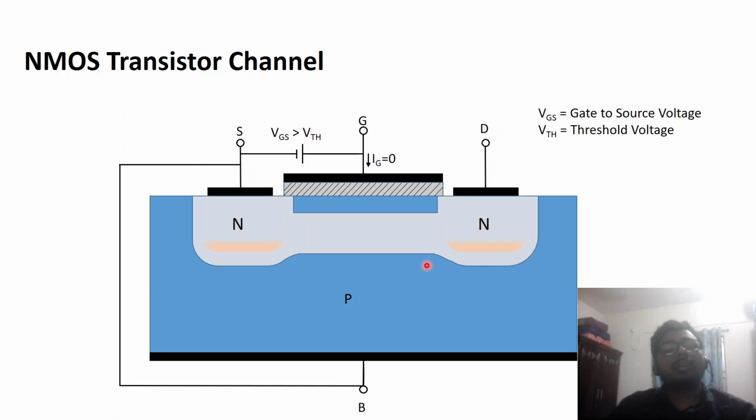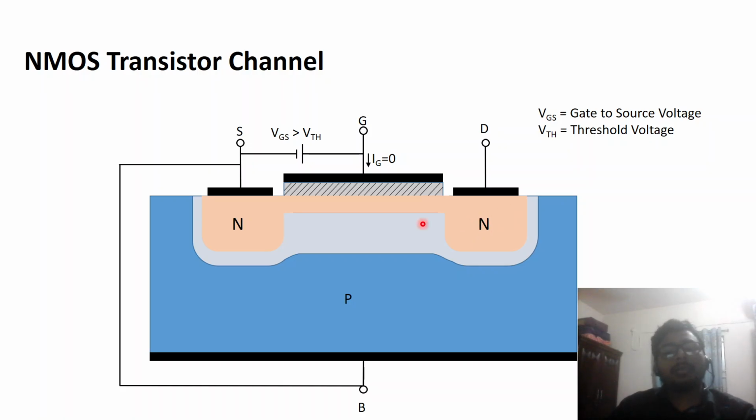And this occurs when the VGS is greater than or equal to a threshold voltage VTH. So the channel is now ready to allow the flow of current, but no current will flow from source to drain.